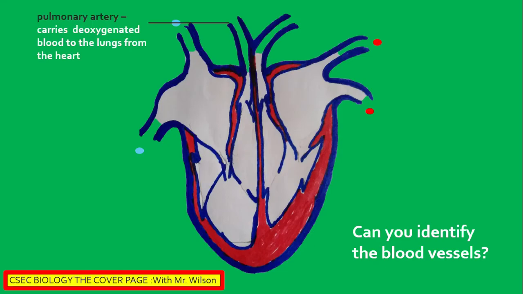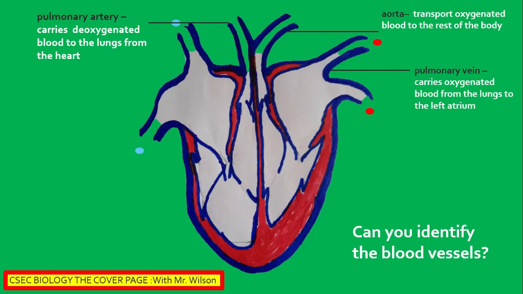Now, can you identify the blood vessels? We've been talking about the blood vessels. Let's look at the blood vessels. Now, at the top here, linked to the left side of the heart, is the aorta. And remember, we said that the aorta transports oxygenated blood to the rest of the body. Specifically, it's connected to the left ventricle.